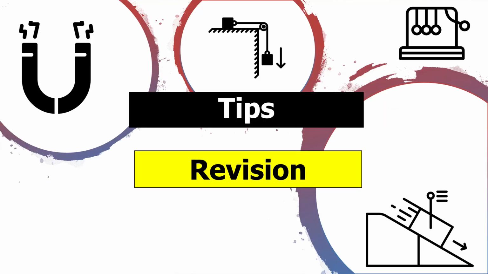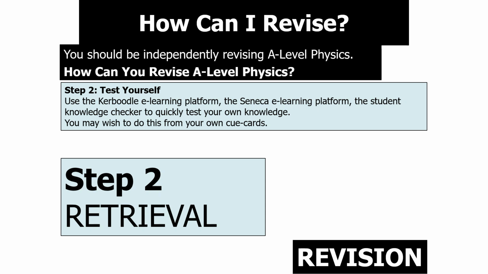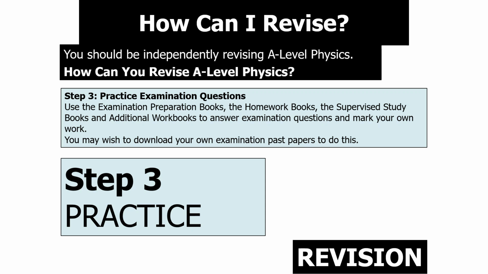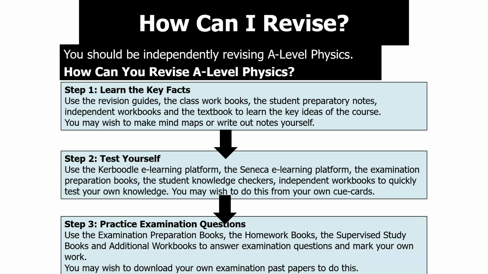So how should you be revising for your A-Level Physics? The first step is to learn the key facts. Use revision guides, class workbooks, student prep notes and the textbooks to learn the key ideas of the course. Now you may wish to make mind maps or to write out notes yourself. Then test yourself. Use things like Caboodle, Seneca, student knowledge checkers to quickly test your own knowledge, and you may wish to do this from your own cue cards. Then use exam preparation books, homework books, supervised study books, additional workbooks to answer examination questions and mark your own work, and you may wish to download your own exam past papers to do this. So learn the key facts, test yourself, and practice exam style questions.